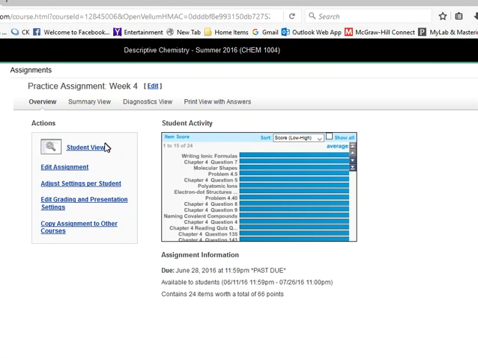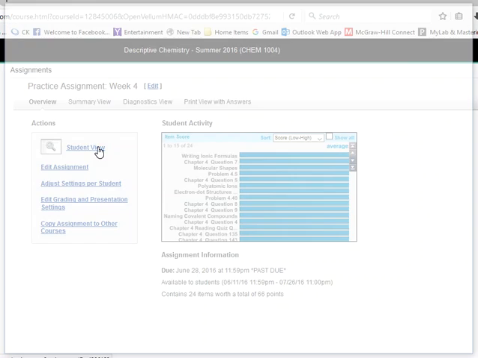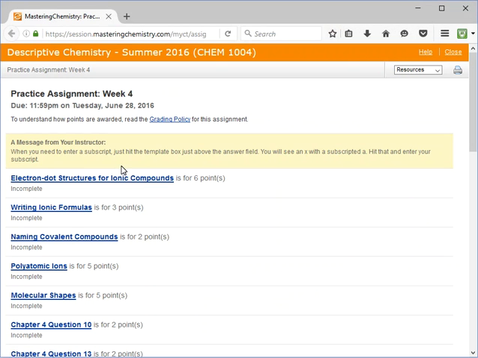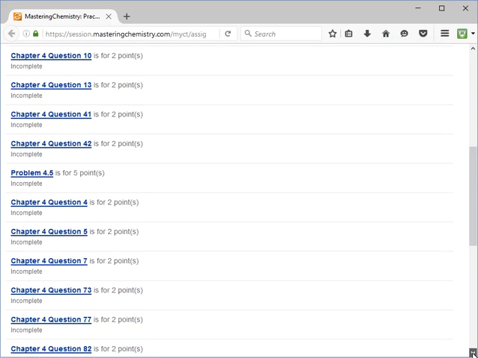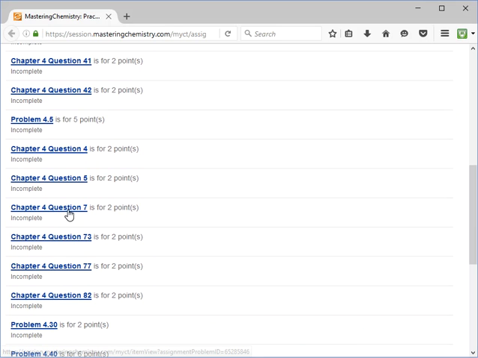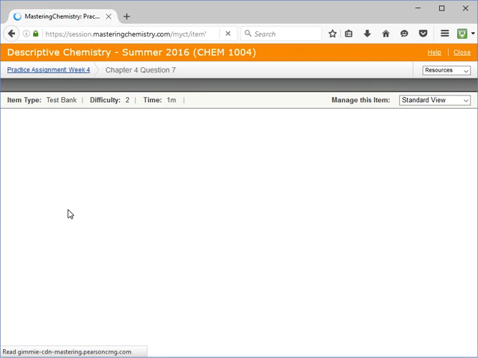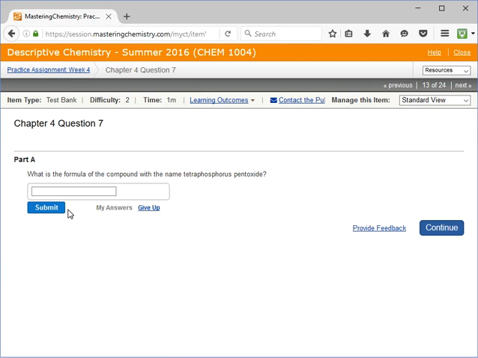The next one I wanted to look at, I'm not going to show them to you directly from those bars because they have all the coding and all that kind of stuff in them. It's not very helpful. So if I look here at chapter 4, question 7, there it is right here. Chapter 4, question 7 is, what's the formula for the compound named tetraphosphorus pentoxide?